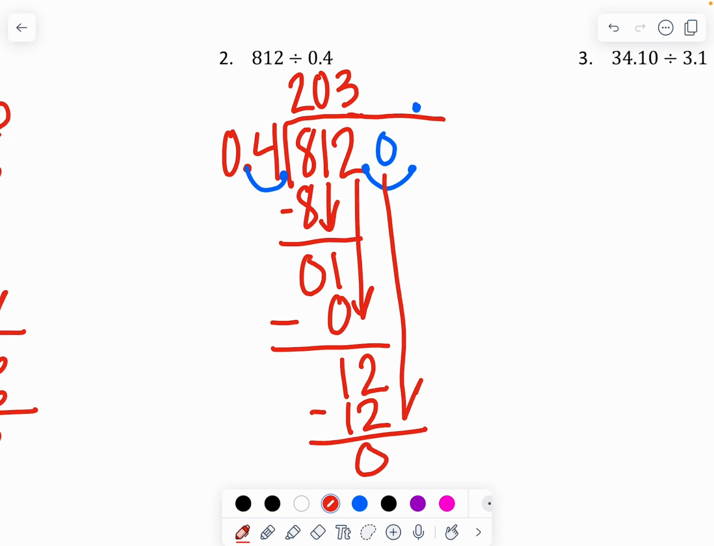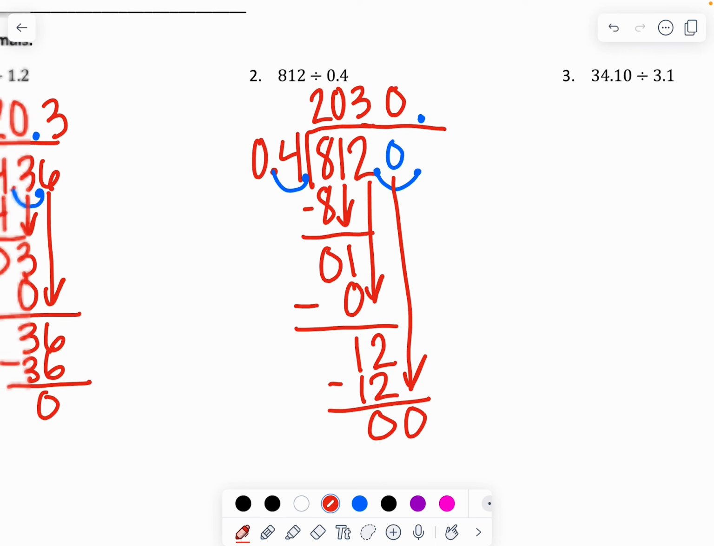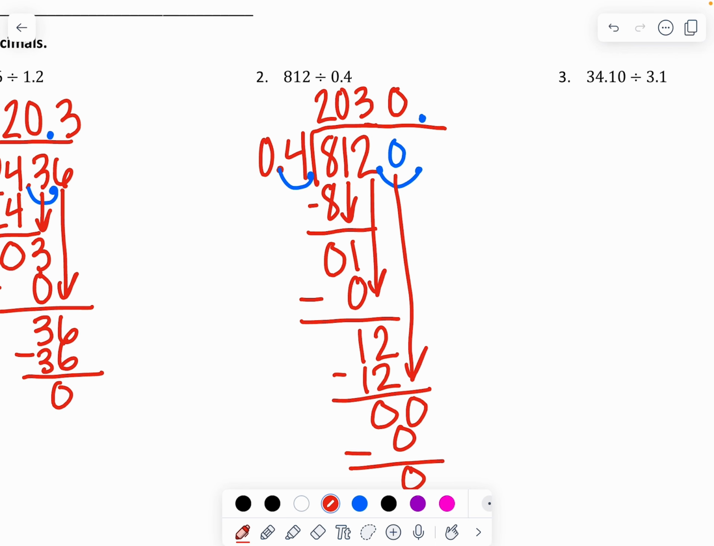Now, I still need to bring my 0 down, and even though I'm getting a remainder of 0, I'm not done, because I still need to fill this space up here above the 0. 4 can't go into 0, so I would put a 0, and then I'm done, because I would get a remainder of 0 again. So then my answer would be 2,030. So remember, just because you're dividing decimals does not mean your answer is always going to be a decimal. I could have added my decimal and had a 0 at the end, but you don't need it, because 2030 is the same as 2030.0.